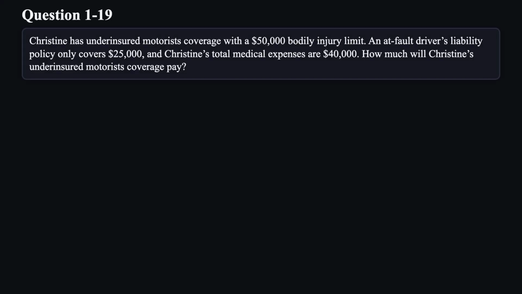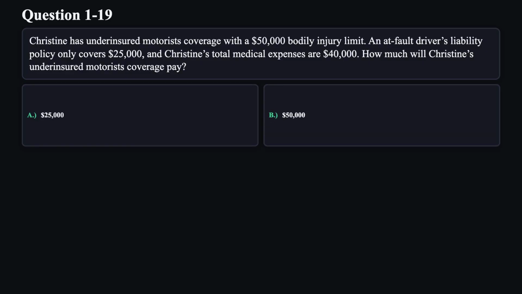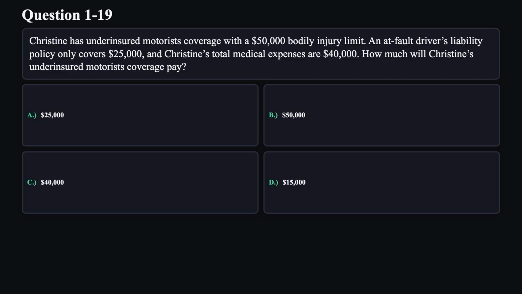Question 19. Christine has underinsured motorist coverage with a $50,000 bodily injury limit. An at-fault driver's liability policy only covers $25,000, and Christine's total medical expenses are $40,000. How much will Christine's underinsured motorist coverage pay? A. $25,000. B. $50,000. C. $40,000. D. $15,000.